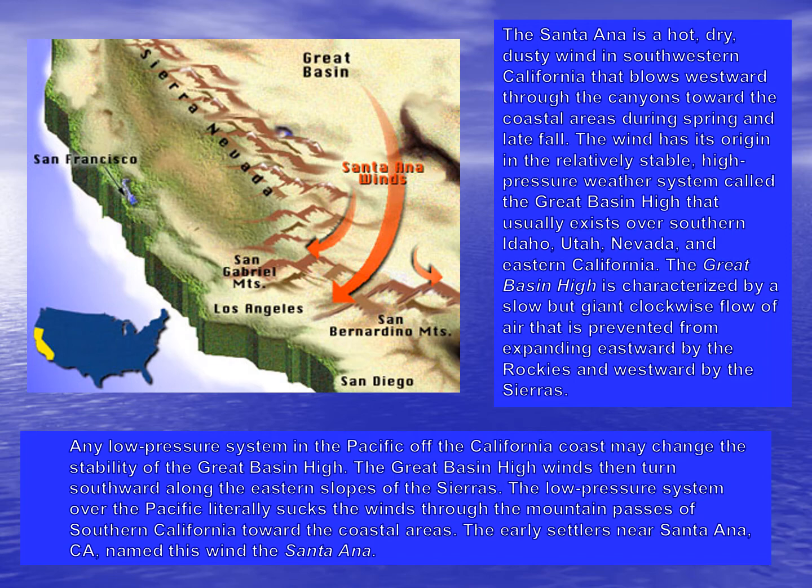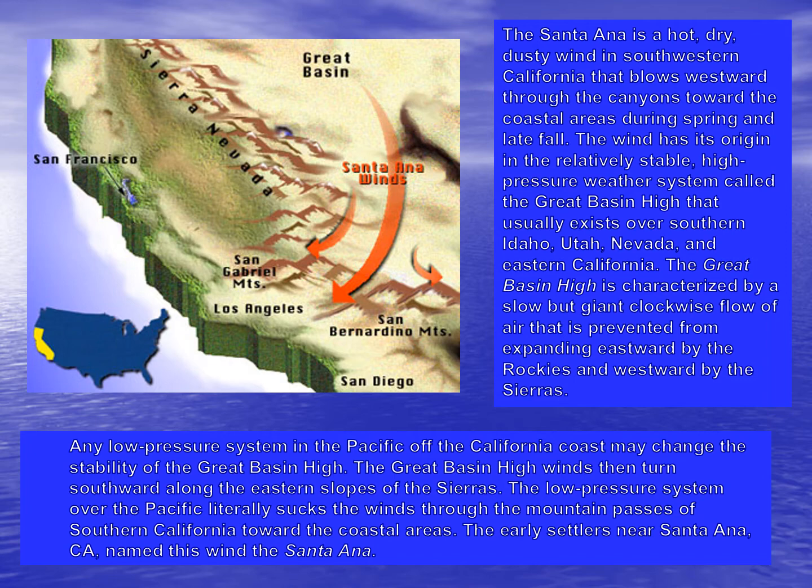Anyway, okay, so let's read through this quickly. This is important. Yeah, this is probably going to be an hour-long chapter. That's okay. The Santa Ana is a hot, dry, dusty wind in southwestern California that blows westward through canyons and passes towards coastal areas during spring and late fall. So it has its origin in the relatively stable high-pressure system that exists in the Great Basin. It's referred to as the Great Basin High. So it often exists over southern Idaho, Utah, Nevada, and eastern California.